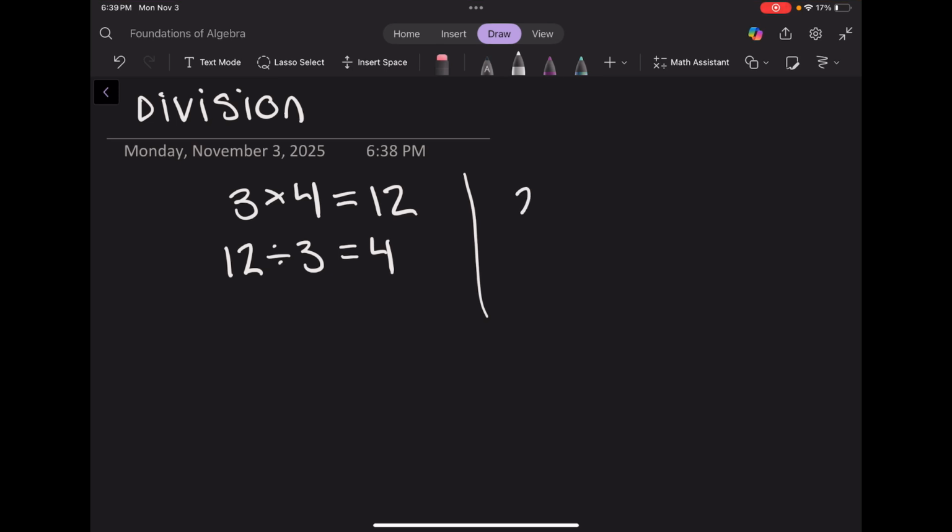Let's do 2 times 2, which gives us 4. Now if we did 4 divided by 2, we get 2. Do you see the symmetry?